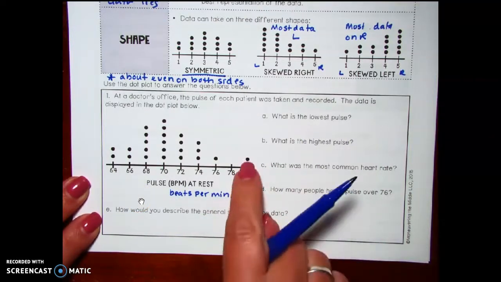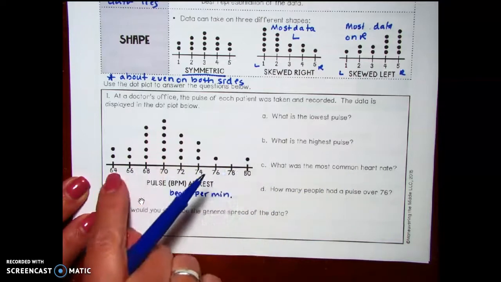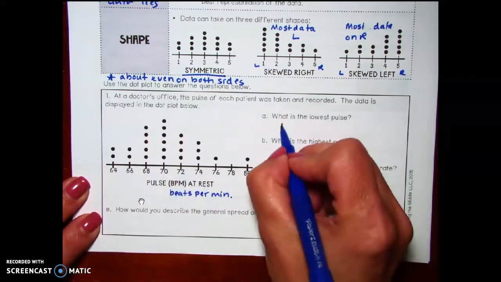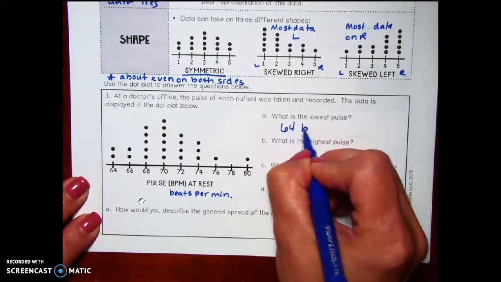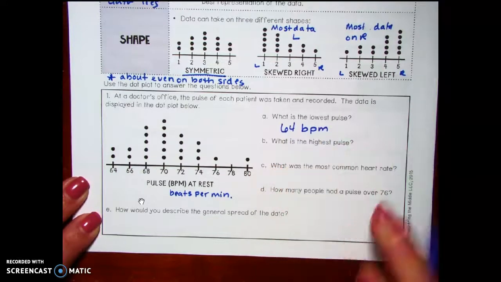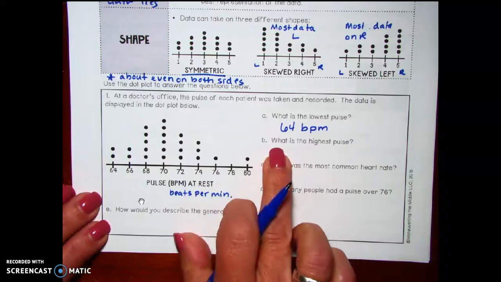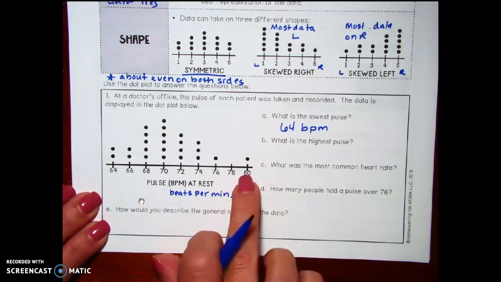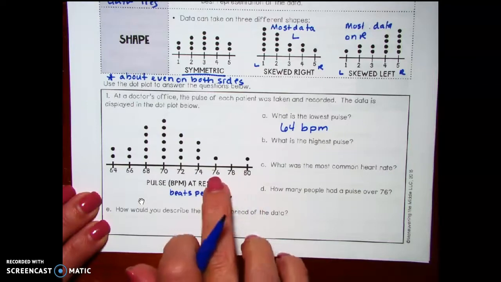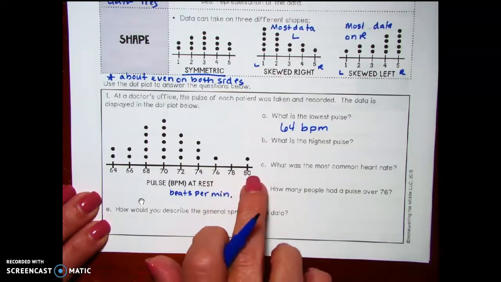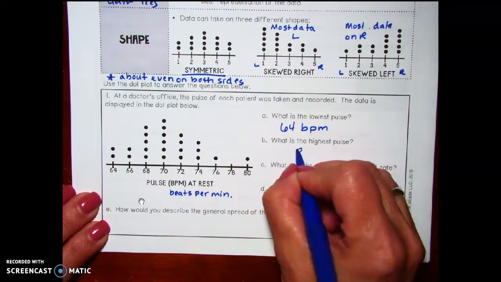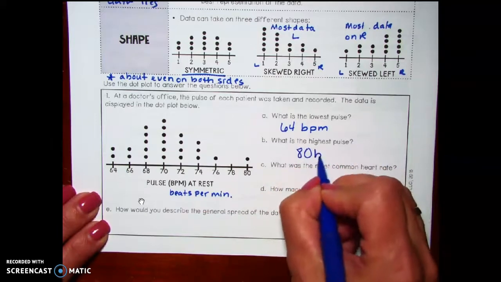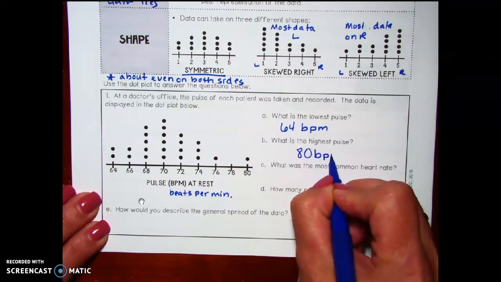Now, we look at the data, and it says, what is the lowest pulse? Well, it's not the lowest dot, it's the lowest recorded pulse, which would be 64 beats per minute. Then we find the highest pulse. How do I know? Because it says pulse at rest, so 80. Not 76, 78 has no one, 80 there is one person, so that would be the highest beats per minute.